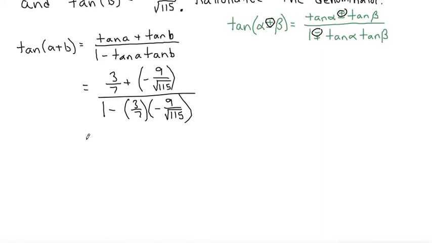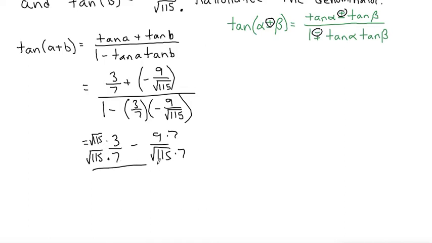So simplifying, we need to combine the fractions on the top and on the bottom to make a single fraction. So that means we can write this as 3 over 7 plus a negative, is minus 9 over root 15. And to make a common denominator, we need to multiply the denominators together essentially. So root 15 will multiply top and bottom, and on this side, we'll multiply by 7. So that's for the numerator.